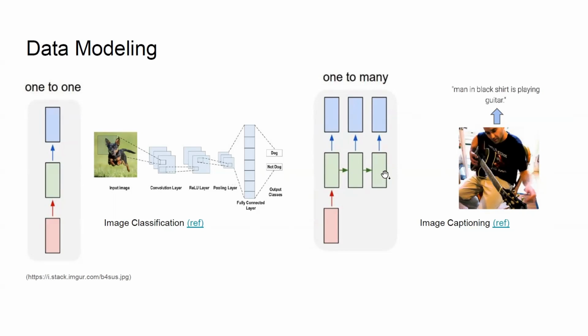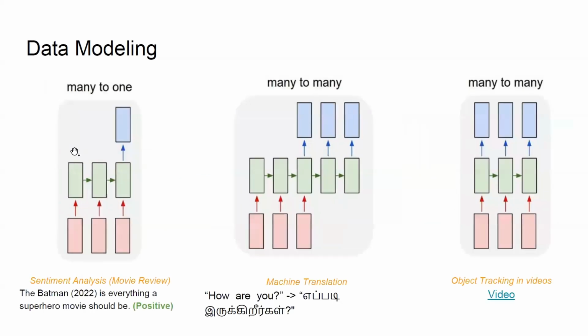The next category is one-to-many, where you have a single input but a sequence of outputs. A good example of this category is image captioning, where the input is an image and the output is a sentence describing the image. The next category is many-to-one, where the input is a sequence and after analyzing the input sequence, the model produces one output.